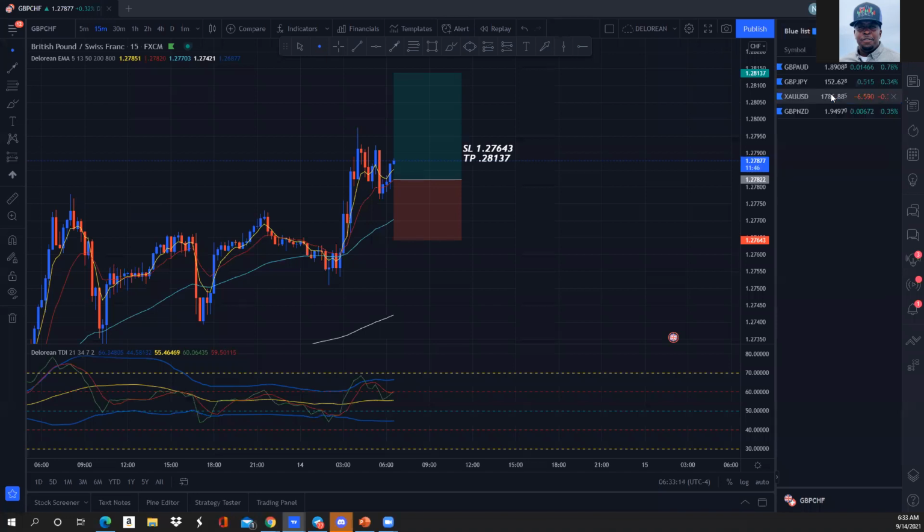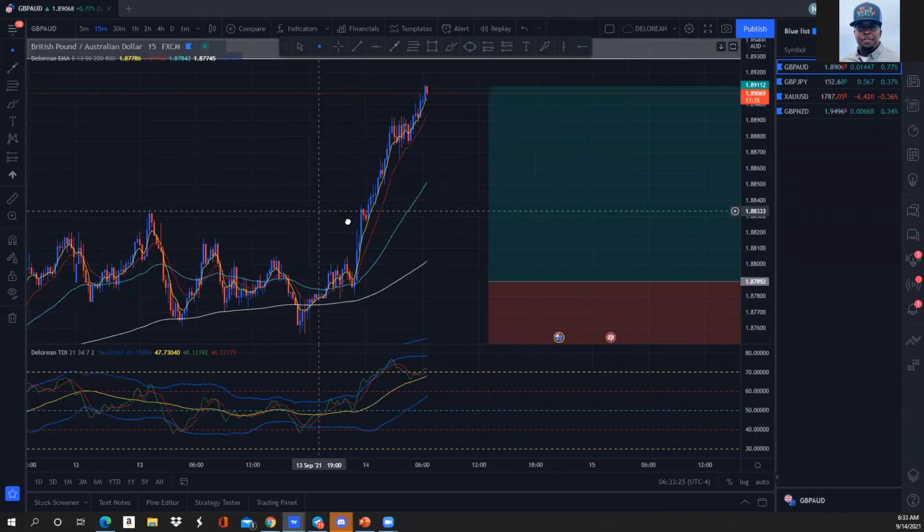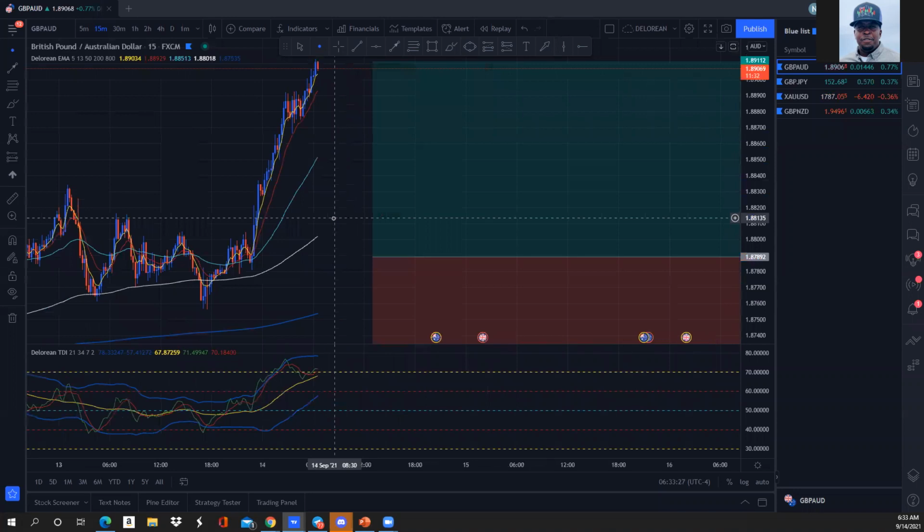Risk-free trading is what I like to do. Every time you can, make it risk-free. All right, let's do it on this one since this has already happened. So this is hit TP. We're good to go. 110 pips. This thing took off. This was a good move. This is a great move.